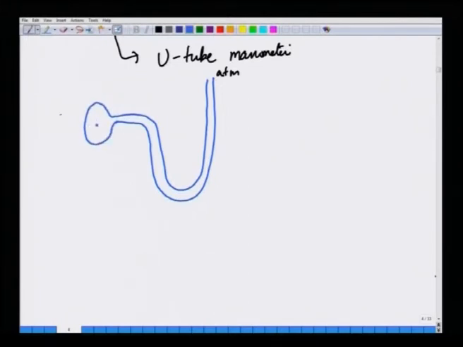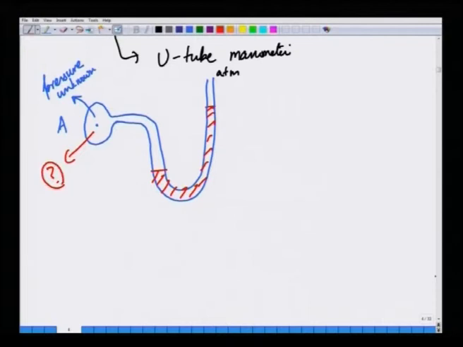So, here let us call this point as A. Okay. The pressure here is not known. So, pressure unknown. Okay. The manometer is filled with working liquid, it is called the manometric liquid. Okay. Now, this is open to atmosphere. Now, the idea is to relate this unknown pressure to the atmospheric pressure which is known. Okay. So, how do we go about doing this?